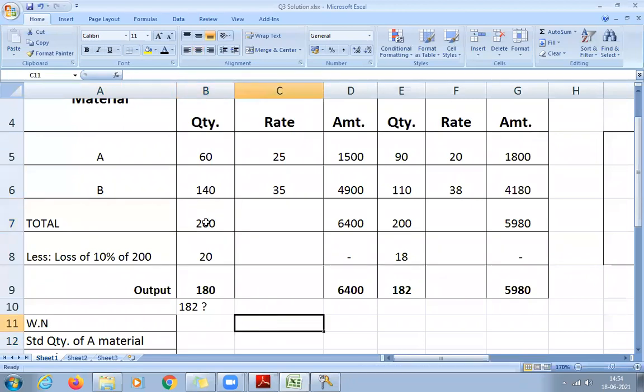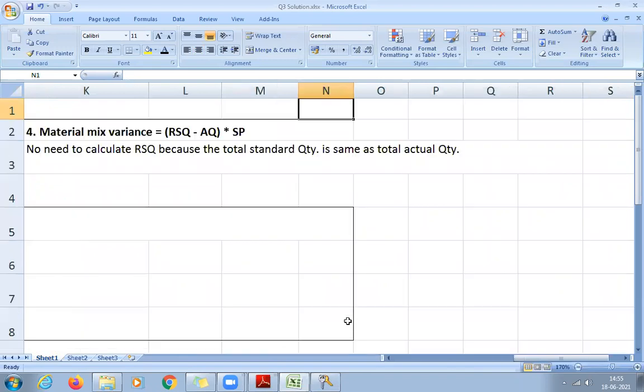Same. It is 200 standard and actual also 200. So there is no difference. We should compare before loss. Any loss, anything is given, before that you have to compare. Got it? So there is no difference in the quantity usage, whatever they used. So they don't need to calculate the RSQ. That is what I wrote there.